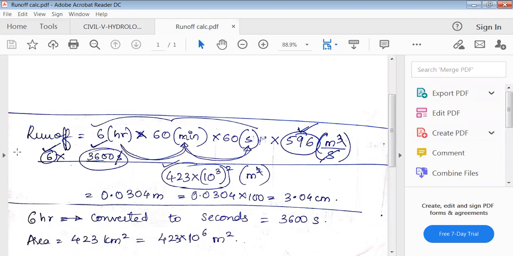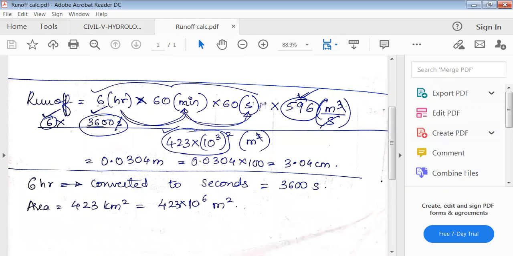So here the runoff is equal to, since we know that it is a 6-hour unit hydrograph, 6 hours, convert hours into minutes, that is 60 minutes, and convert again into seconds. So it is 6 into 60 into 60, which is 3600 seconds. So we'll be writing in terms of seconds here. All right. Next, into the discharge value. So how much is the total runoff we have calculated?